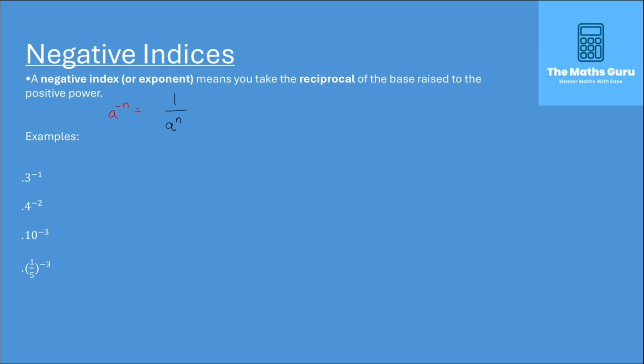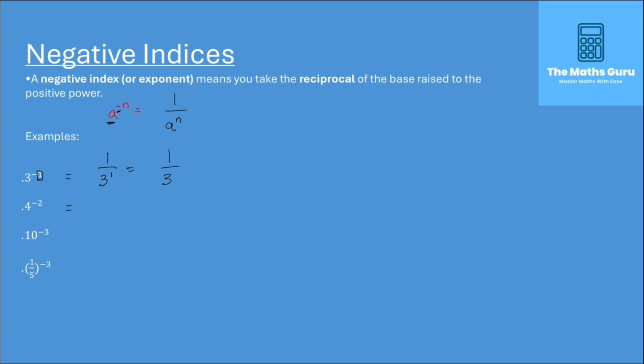As you can see from here, the negative sign has made us put the positive base a over 1, and we've removed the negative power and kept the original n, just without the minus sign. If we look at some examples, we have 3 to the minus 1. The minus 1 makes us put 1 over 3, and then we remove the negative sign and put 3 to the 1. Obviously in this case, that's just going to be 1 over 3.